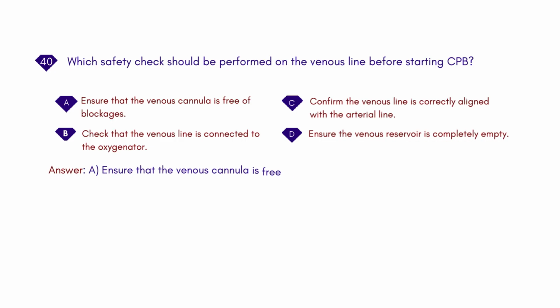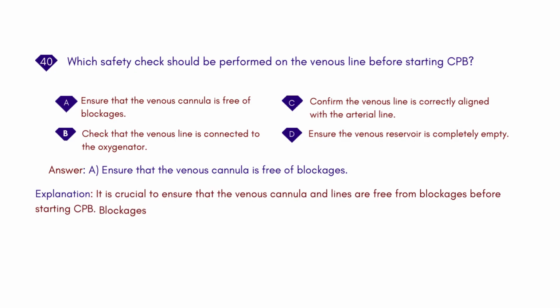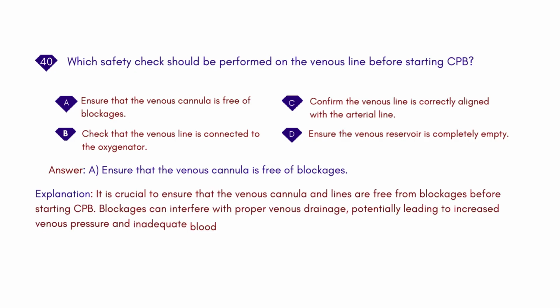Answer: A. Ensure that the venous cannula is free of blockages. Explanation: it is crucial to ensure that the venous cannula and lines are free from blockages before starting CPB. Blockages can interfere with proper venous drainage, potentially leading to increased venous pressure and inadequate blood return to the CPB circuit.